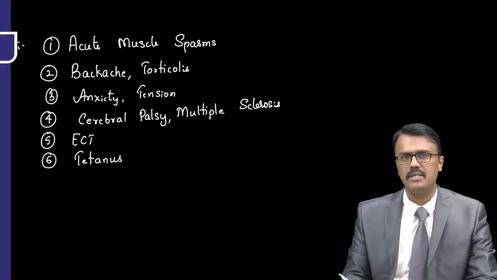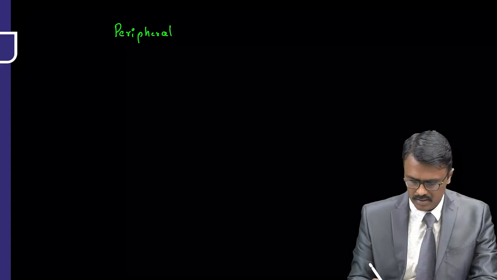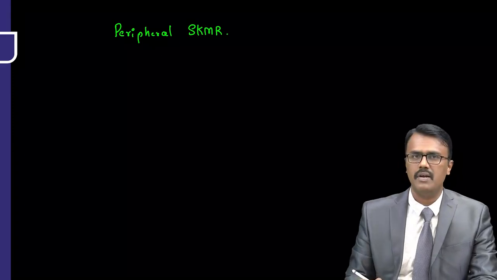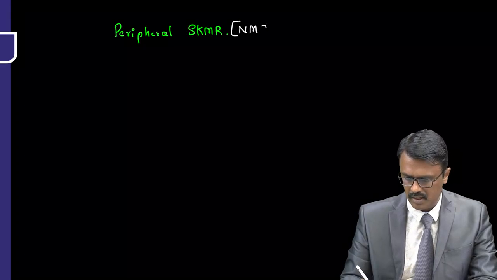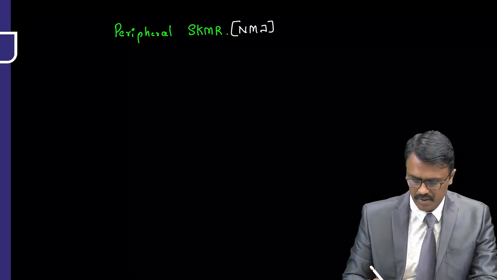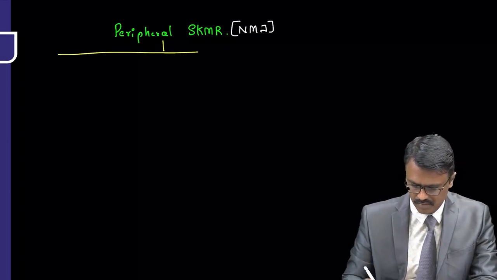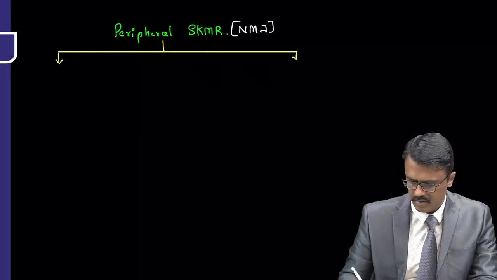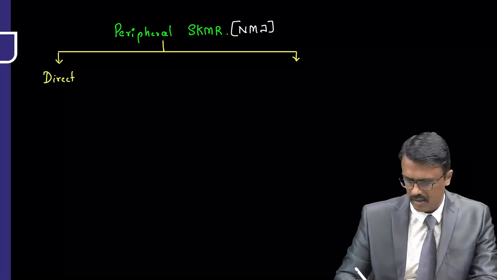Moving on to the next concept, we have the peripheral skeletal muscle relaxants. Now in peripheral, the junction I told you, they act at the neuromuscular junction mainly. In peripheral, we have two important variants. So that is the direct acting and the indirect acting.